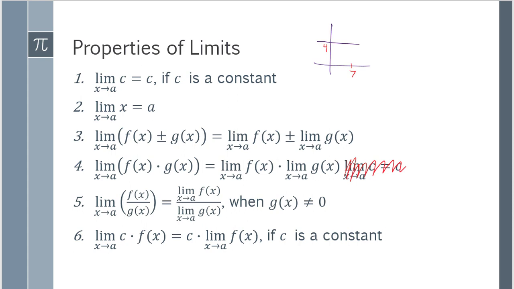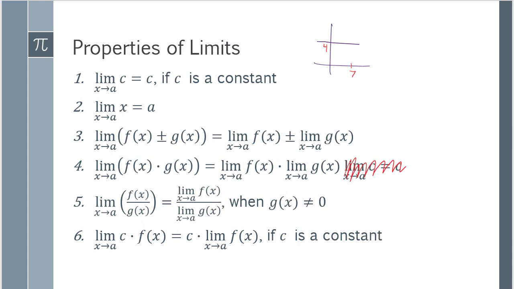This last one is actually the one that we will consciously do sometimes, and that's if I have a constant multiple, I will pull the constant out of the limit. So instead of saying the limit as x approaches a of c times f, I'll pull the c out and say c times the limit of f.